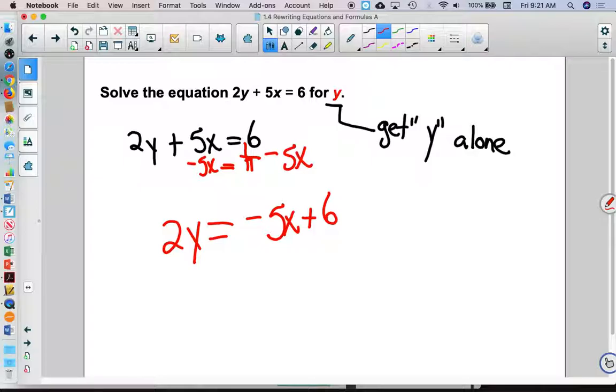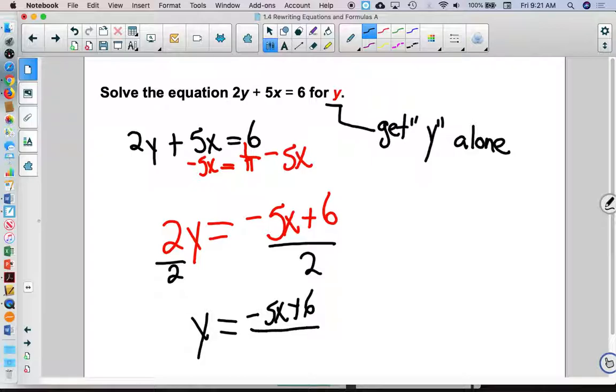How do I get rid of the 2 that's attached to the y? Alice? How do I get rid of that 2? I divide it out. So now y equals negative 5x plus 6 divided by 2. Everything has to be divided by 2 there. The 5 would have to be divided by 2, and so does the 6.